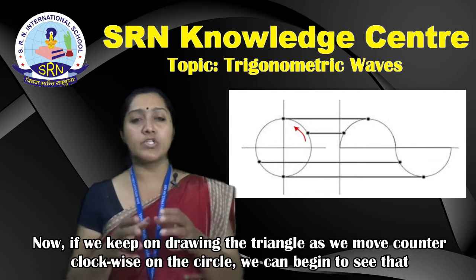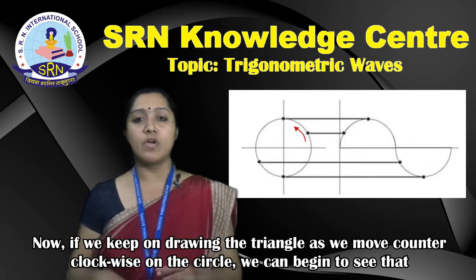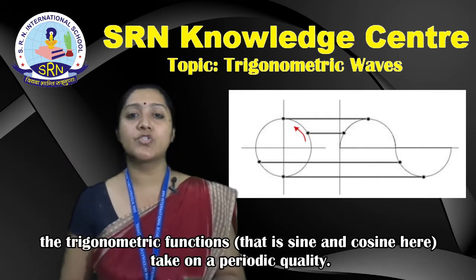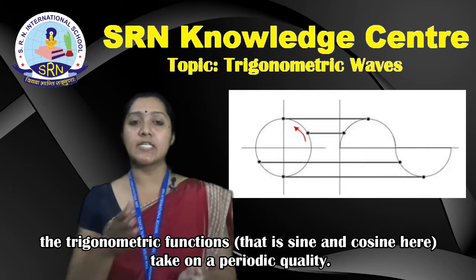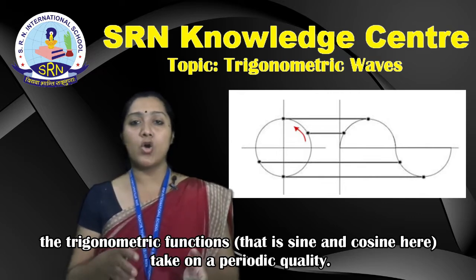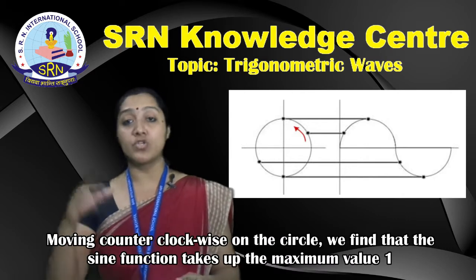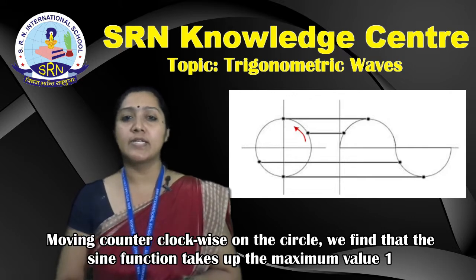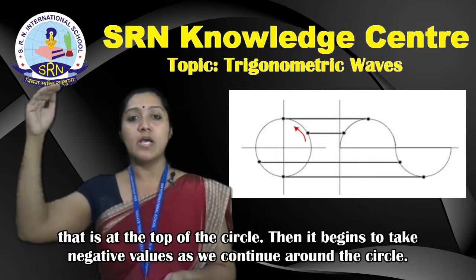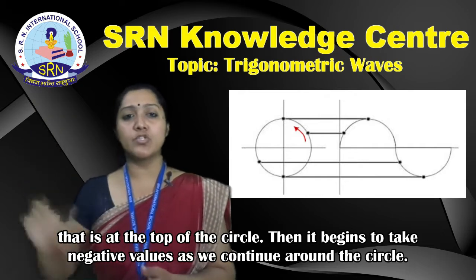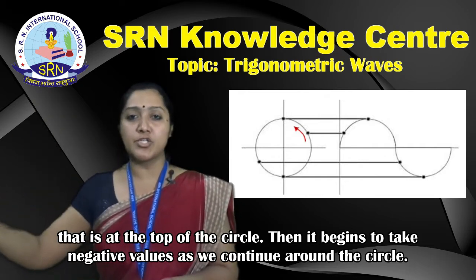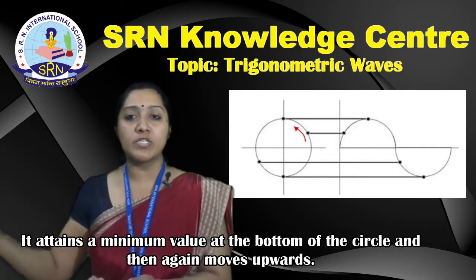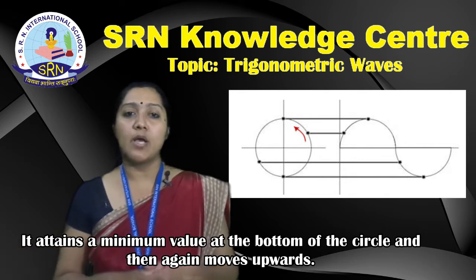Now if we keep on drawing the triangle as we move counterclockwise on the circle, we can begin to see that the trigonometric functions, that is sine and cosine here, take on a periodic quality. Moving counterclockwise on the circle, we find that the sine function takes up the maximum value of 1 at the top of the circle. Then it begins to take negative values as we continue around the circle. It attains a minimum value at the bottom of the circle and then again moves upwards.